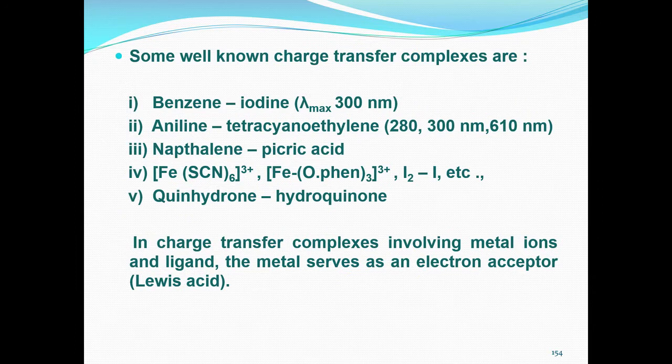Okay. Now, here are some well known charge transfer complexes. What are they? For example, if you take benzene, add a little bit of iodine to that, you will see a violet color, and this colored solution exhibits a lambda max around 300 nanometers. That means it is colored. Similarly, you take aniline, add tetracyanoethylene compound, you will see 3 peaks, one at 280, one at 300 and one at 610.